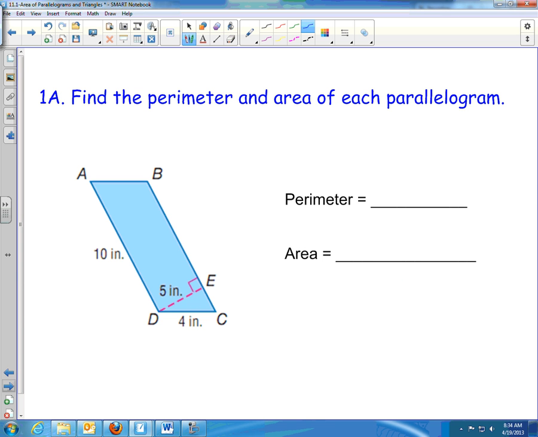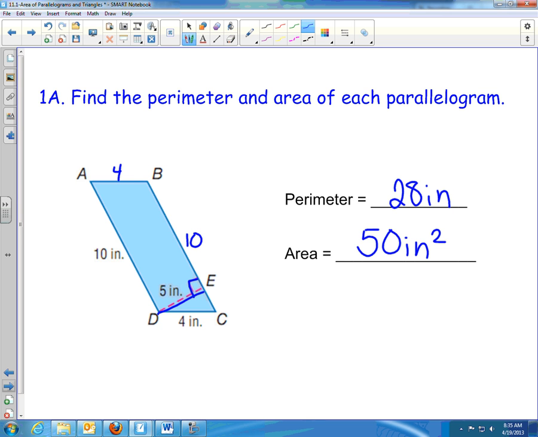All right, first one, find the perimeter and area of each parallelogram. For the perimeter, we know all the sides. This is going to be 10, and across is going to be 4. If we add those up, we get 28 inches. Now what's our base and what's our height? Our height is the one that makes a 90-degree angle. So our height is 5, and it makes a 90-degree angle with the base, that 10. So we take 5 times 10 and end up with 50 inches squared for our area.